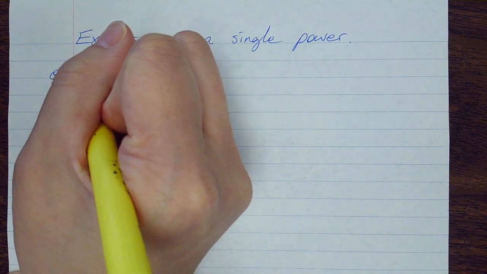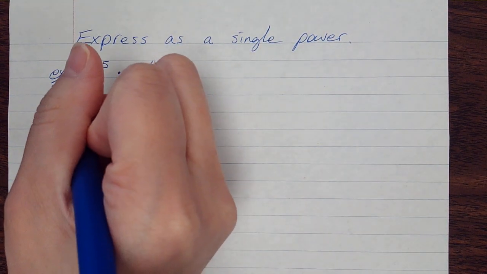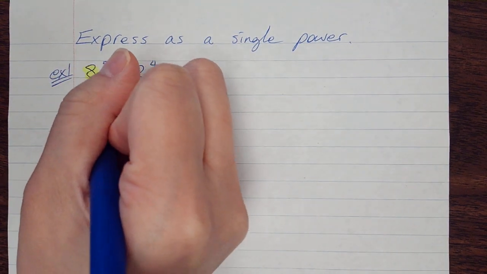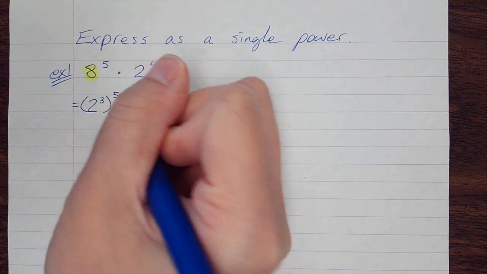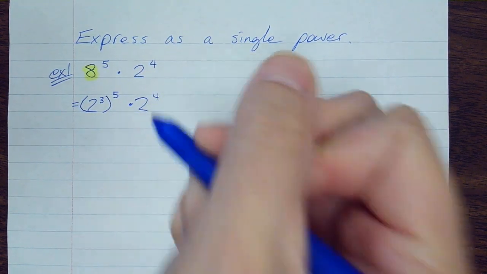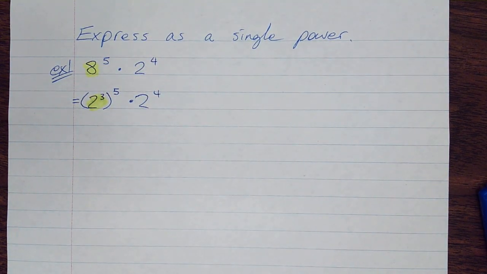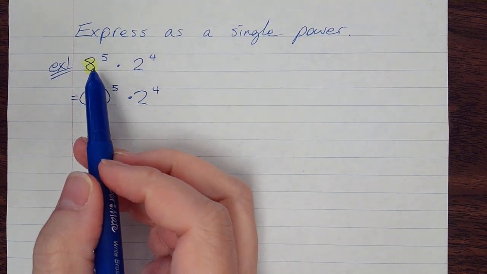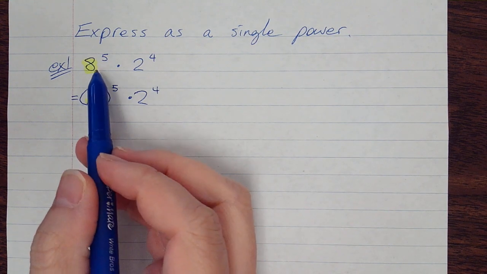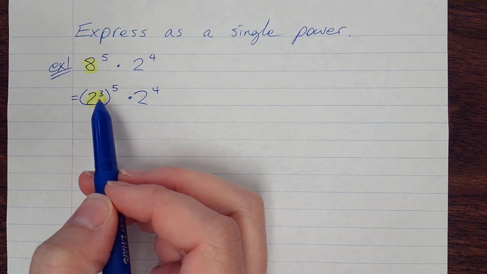Okay, so I want to change the base 8 right here because it's a different base. I can't do anything with it. 2 to the power of 3 and then bracket and then just add the 5. Good. And then multiply by 2 to the power of 4. That's right. So the first step: because I have 2 different bases, I have to change it to the same base. In this case, I change it to 2 to the power of 3 instead of the 8.